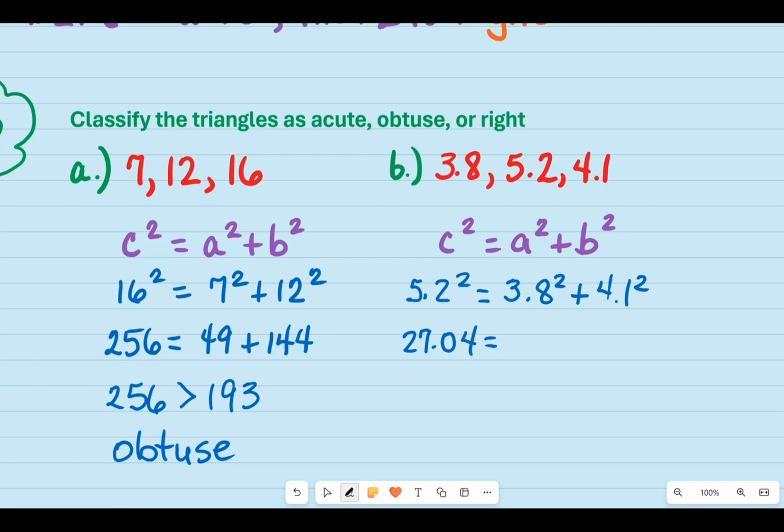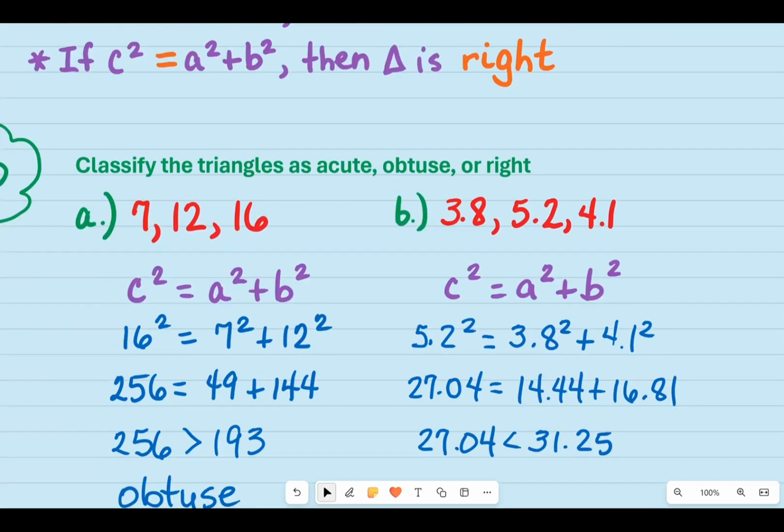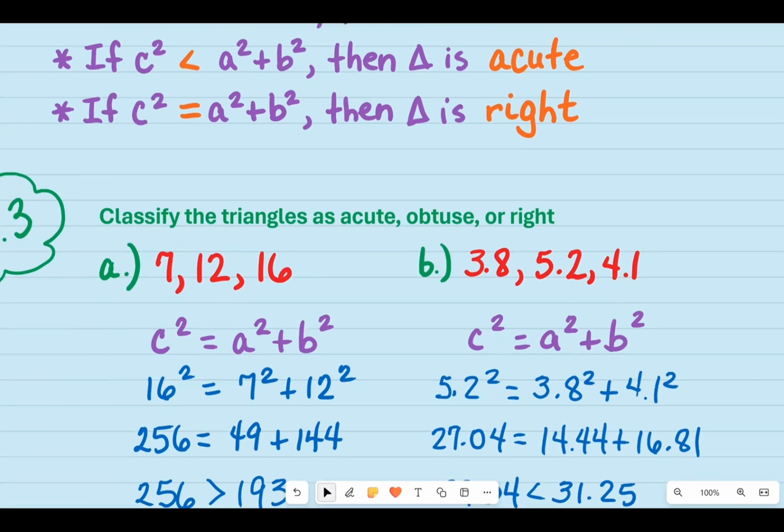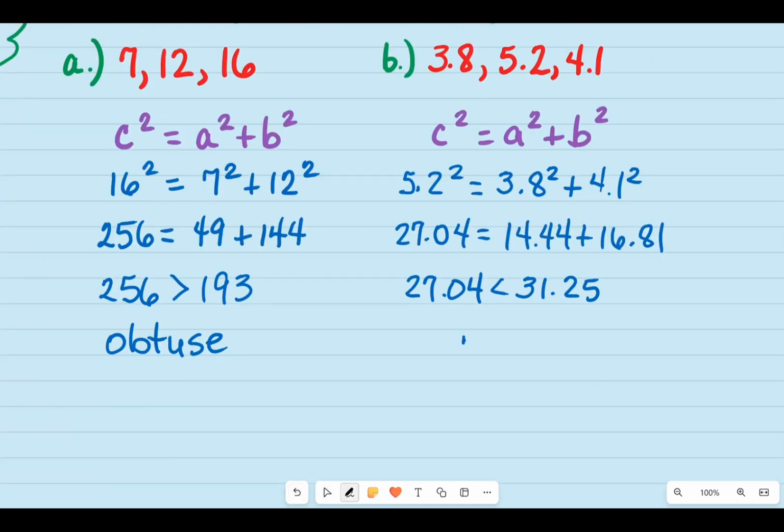3.8 times 3.8 is 14.44. 4.1 squared is 16.81. If I were to combine the right side of the equal sign, that's going to be 31.25. I did it again. So instead of equal, I see that they're not equal, and actually the 27.04 is less than 31.25. Again, if I'm looking above, my rule says that if it's less than, then that particular triangle is going to be acute. So that is the answer for this one, based off of what was given.